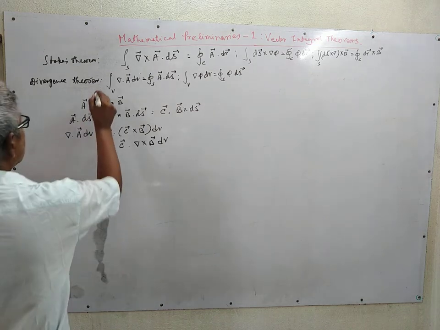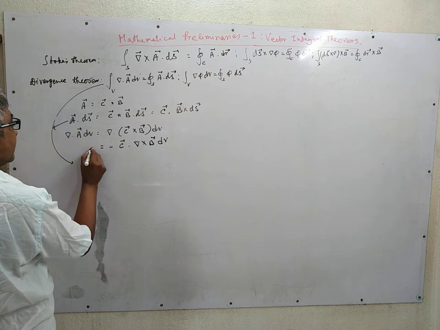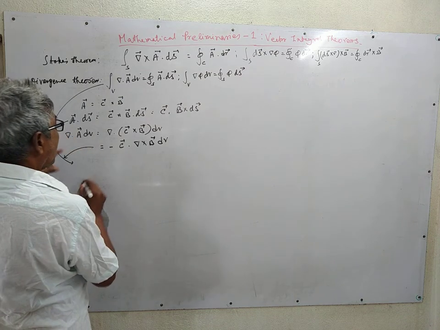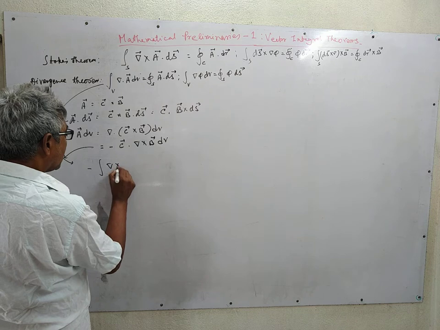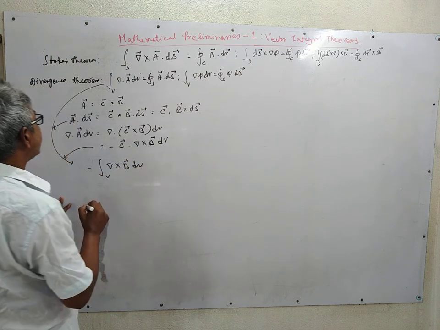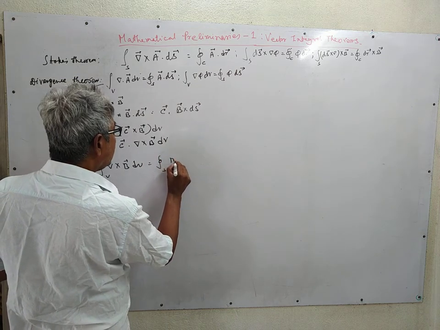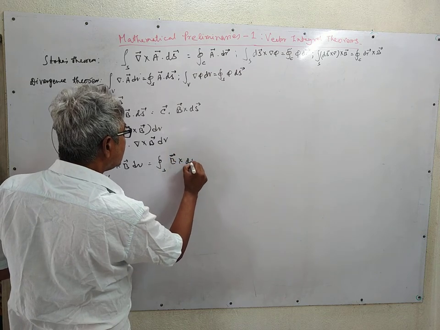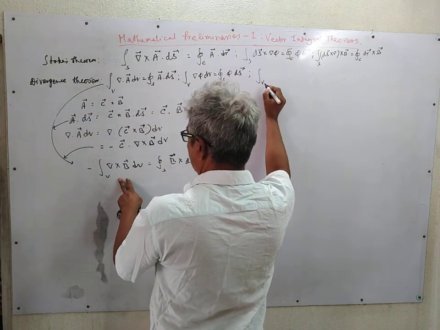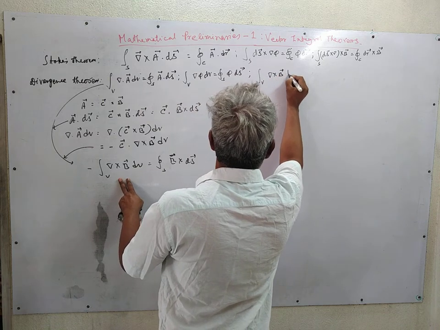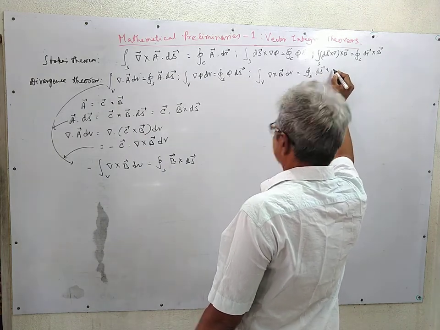And when we apply this one and this one, on the left hand side we get minus curl of B dv integrated over V is equal to B cross ds, so that the result becomes curl B dv is equal to surface integration ds cross B.